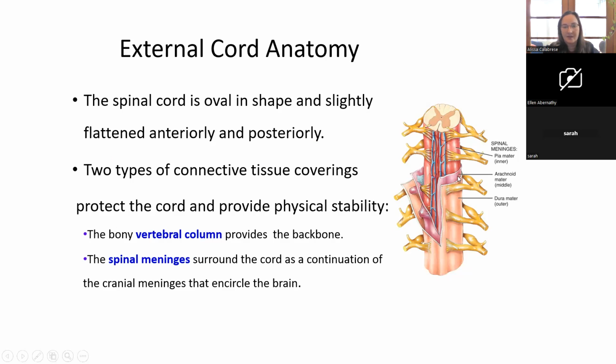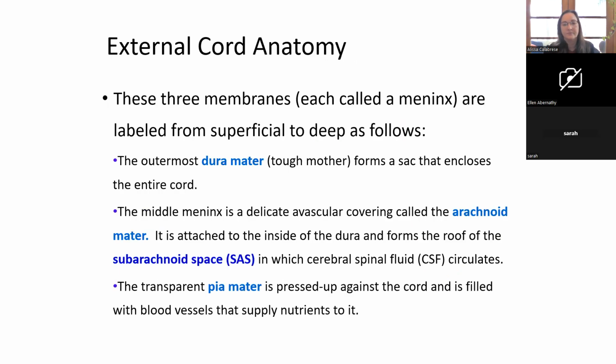Deep to that is the arachnoid mater. It's called that because if you think of arachnid, that's like spiders. This is where you've got a lot of blood vessels that look almost like a spider web. And then the deepest of the three meninges is the pia mater. The pia mater is the most delicate of the three, and it is the layer that's actually touching the brain or touching the spinal cord.